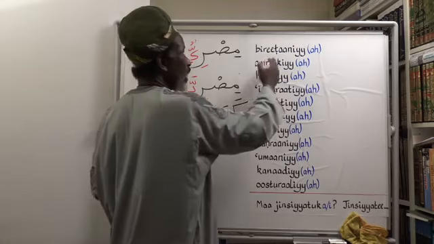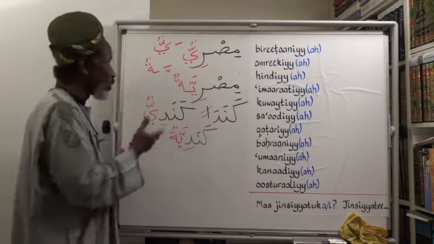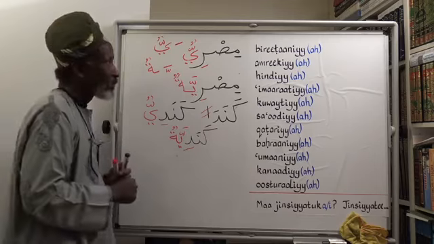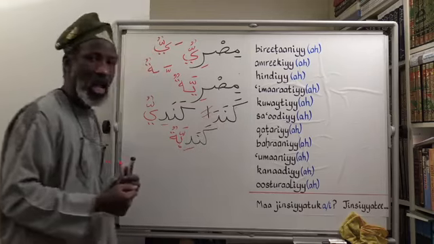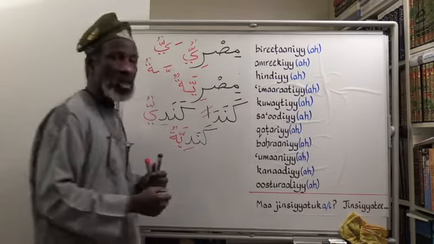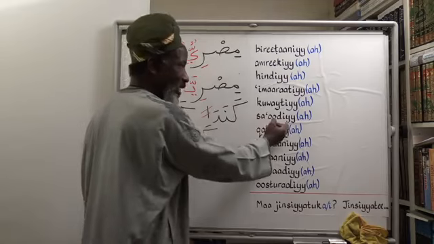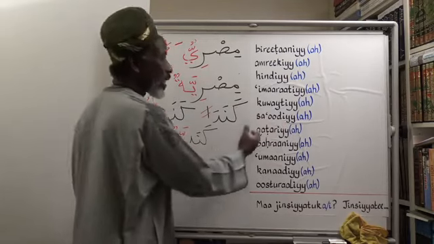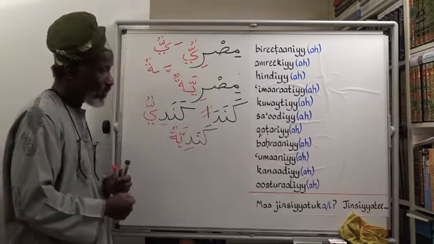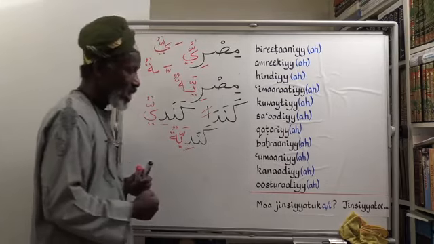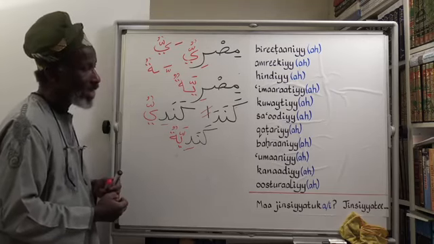You can say Britaniyatun or Britaniyah. Converting that ta marbuta at the end, just like an h sound. Ameriki, Amerikiya. Hindi, Hindiya. Imarati, Imaratiya. Kuwaiti, Kuwaitiya. Saudi, Saudiya. Qatari, Qatariya. Bahrani, Bahraniya. Omani, Omaniya. Canadi, Canadiya. Australi, Australiya.